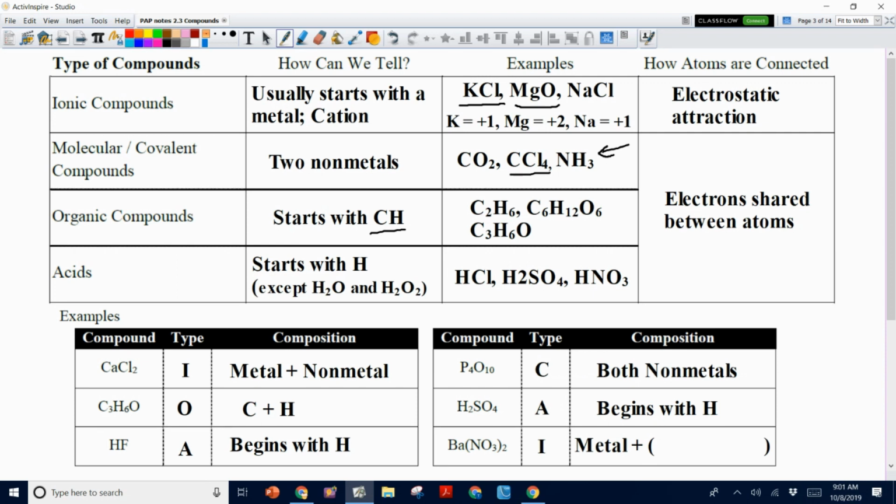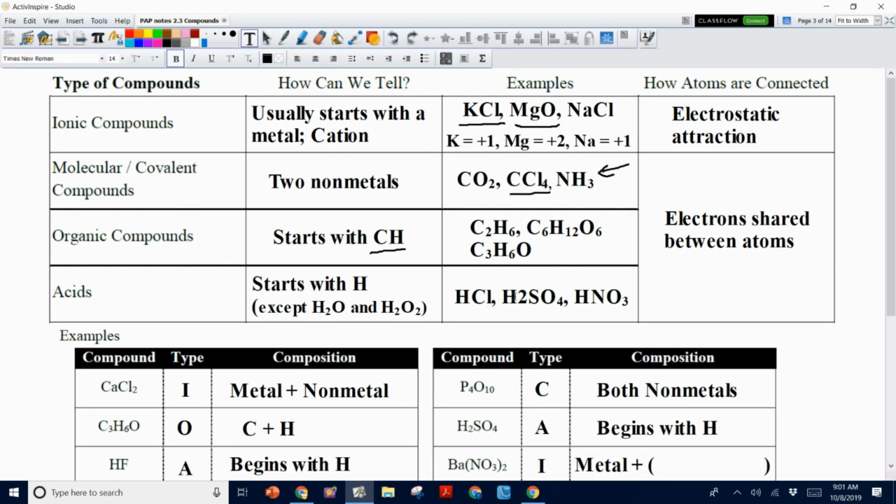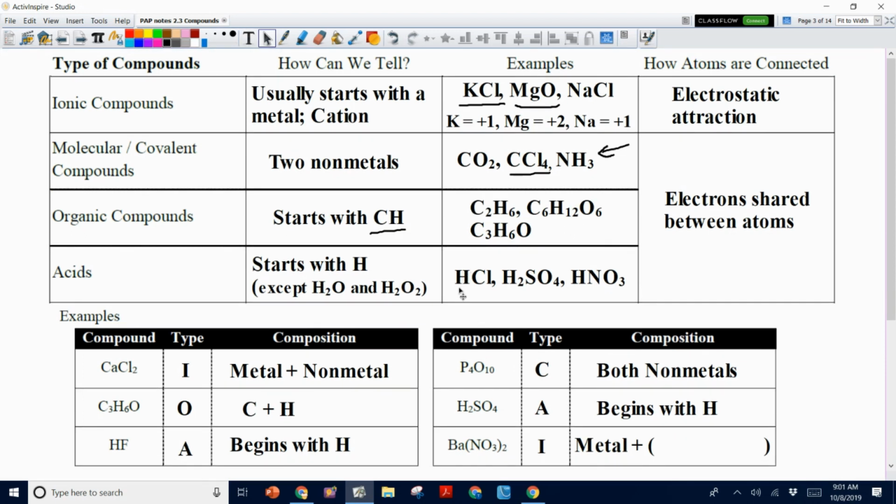And then this last category, acids. Acids start with an H, except for H2O and H2O2. So except for water and hydrogen peroxide, anything that begins with an H is going to be considered an acid. And I have a little correction to make here. This 2 should be a subscript 2 and not a regular big 2. All right, so here we have examples. HCl, that's hydrochloric acid. H2SO4 is sulfuric acid, and then HNO3.